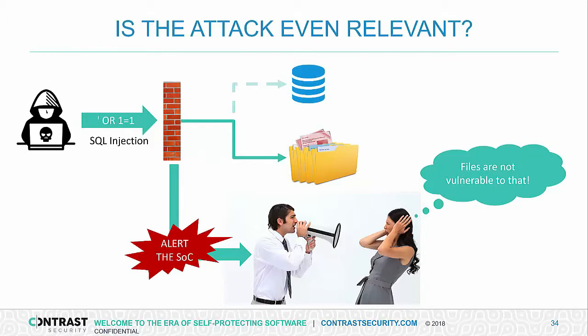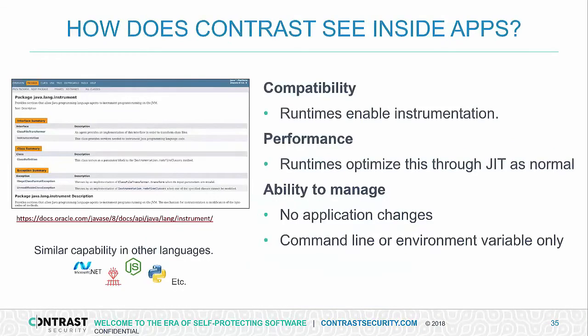But the problem is, this attack can't actually work, so it might be nice to know that somebody's attacking us, but if the attack is not relevant, it doesn't really matter. What I care about is the ability to block attacks that are actually effective and investigate things that actually matter. I don't need to hear all of this noise about attacks that are reaching things that are never even vulnerable to those attacks. And the way that Contrast solves this problem is by going inside of applications to see what's actually happening.